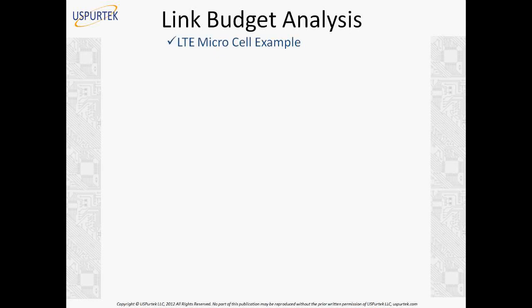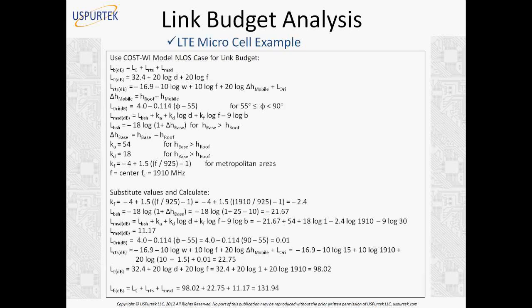So when we do the calculations using the COST Y model, which goes into details of the street width and building height and all those things. Now here the calculation is a little lengthy, but we finally arrive at a number of 131.94 dB. This is the path loss we come to.